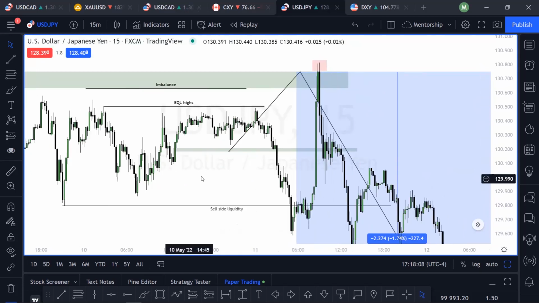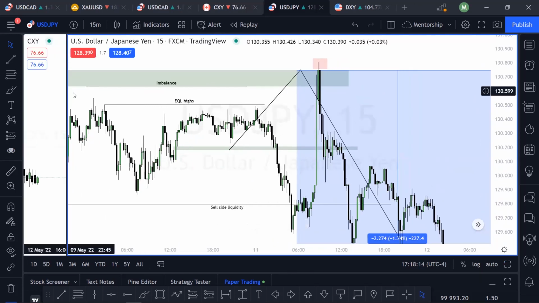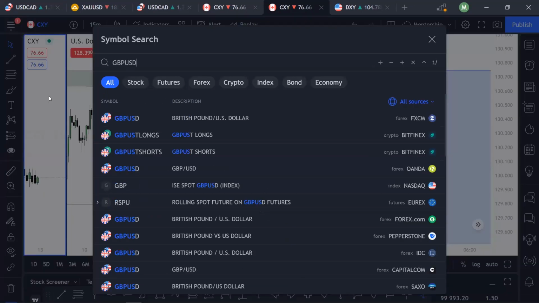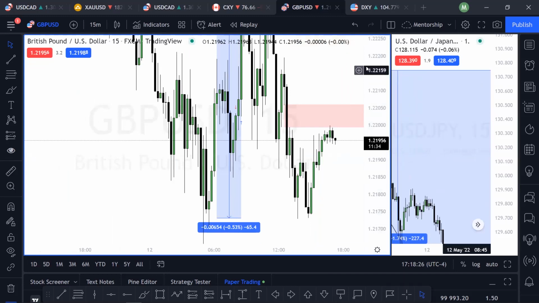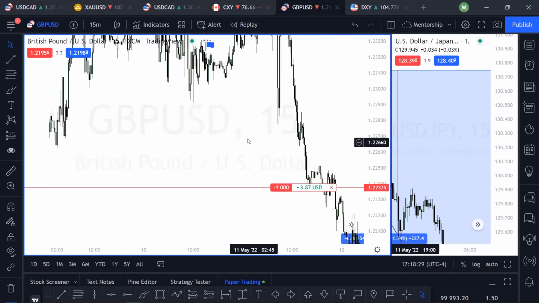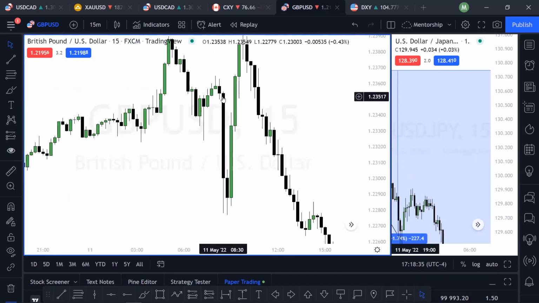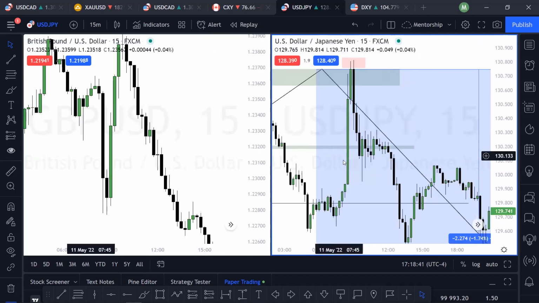For example, the GBP/USD price had to drop, or go down. Let's look at the GBP/USD, the pound against the dollar. Price had to sell aggressively, see? At what time? At exactly 8:30 in the morning, this candle here, whereby at exactly 8:30 in the morning, price dropped. Here price dropped.